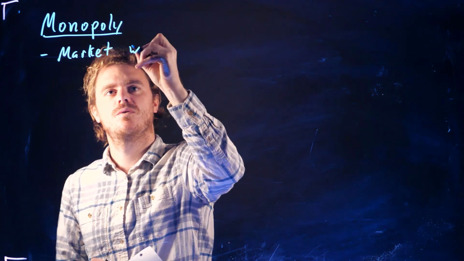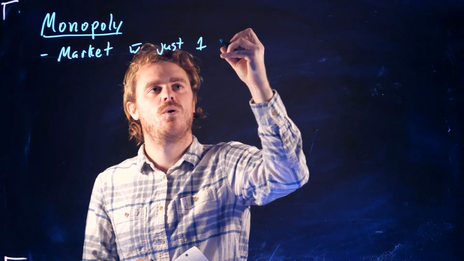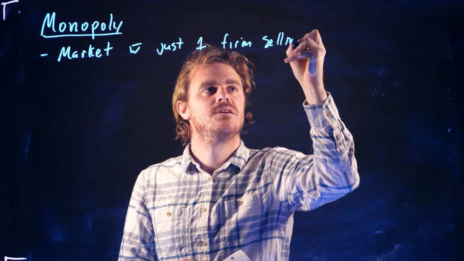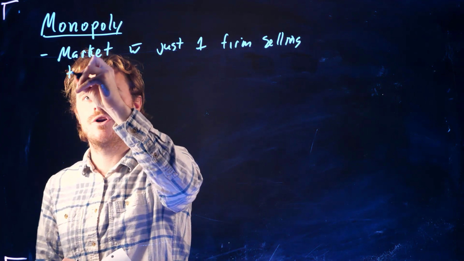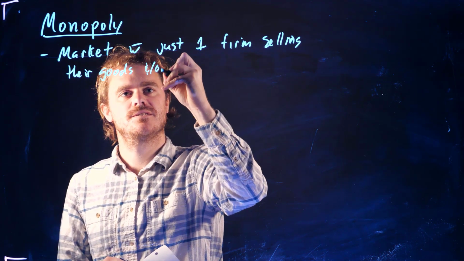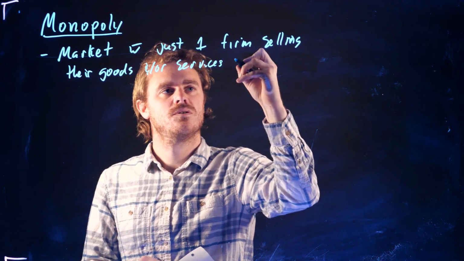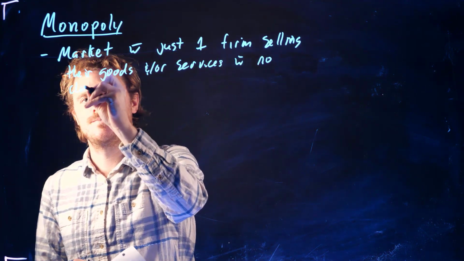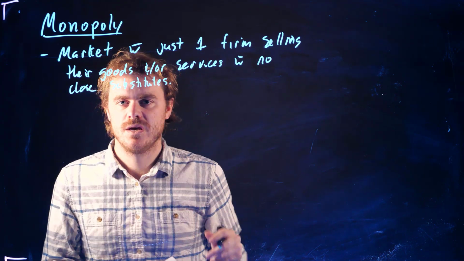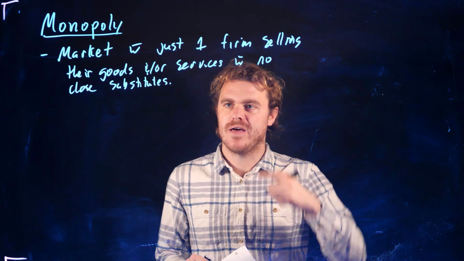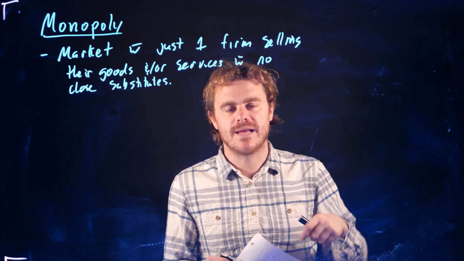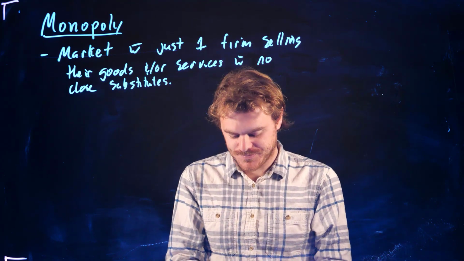So this is a market with just one firm, or one firm selling their goods and or services with no close substitutes. So the first thing we need to talk about, now that we understand the monopoly is just a market with just one firm, is why these monopolies might come about, why they might arise.